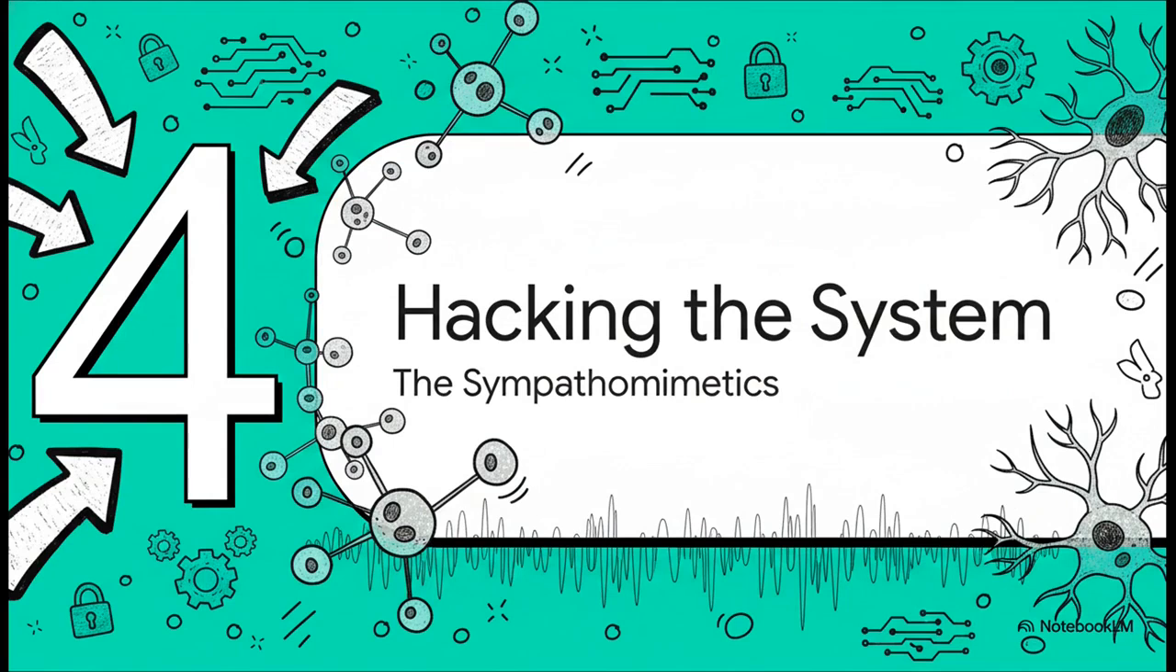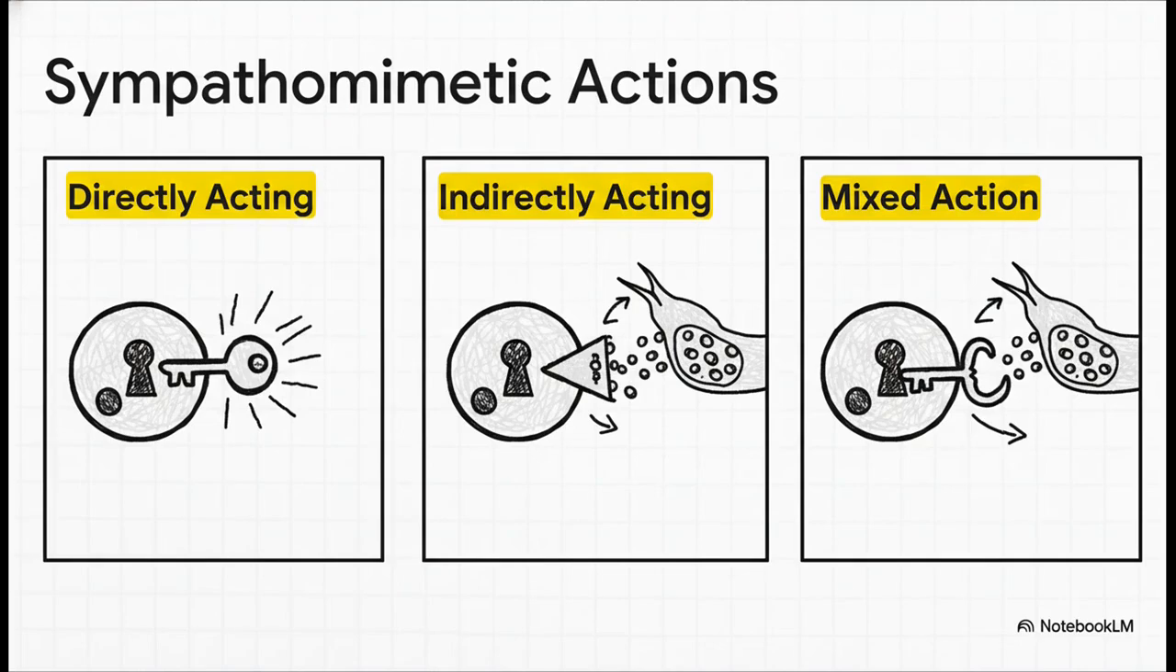Okay, so now we have the complete map. We understand the messenger, its release, its cleanup, and the different kinds of receptors waiting for it. So now comes the really fun part. Let's talk about how we can use drugs to intelligently hack this system. Very simply, these drugs, which we call sympathomimetics, work in one of three ways.